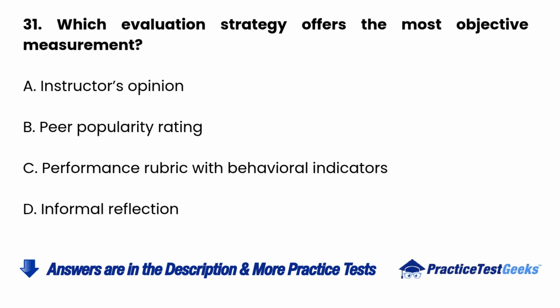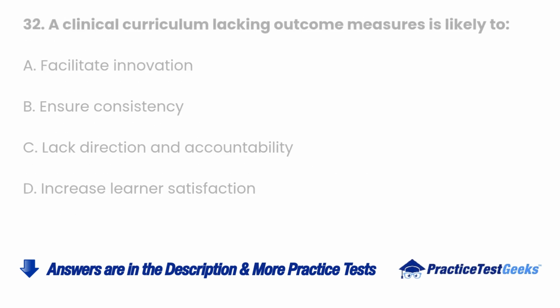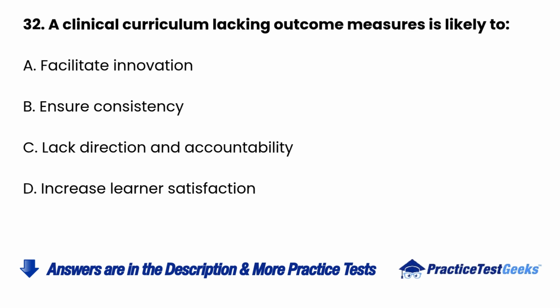31. Which evaluation strategy offers the most objective measurement? A. Instructor's opinion. B. Peer popularity rating. C. Performance rubric with behavioral indicators. D. Informal reflection.